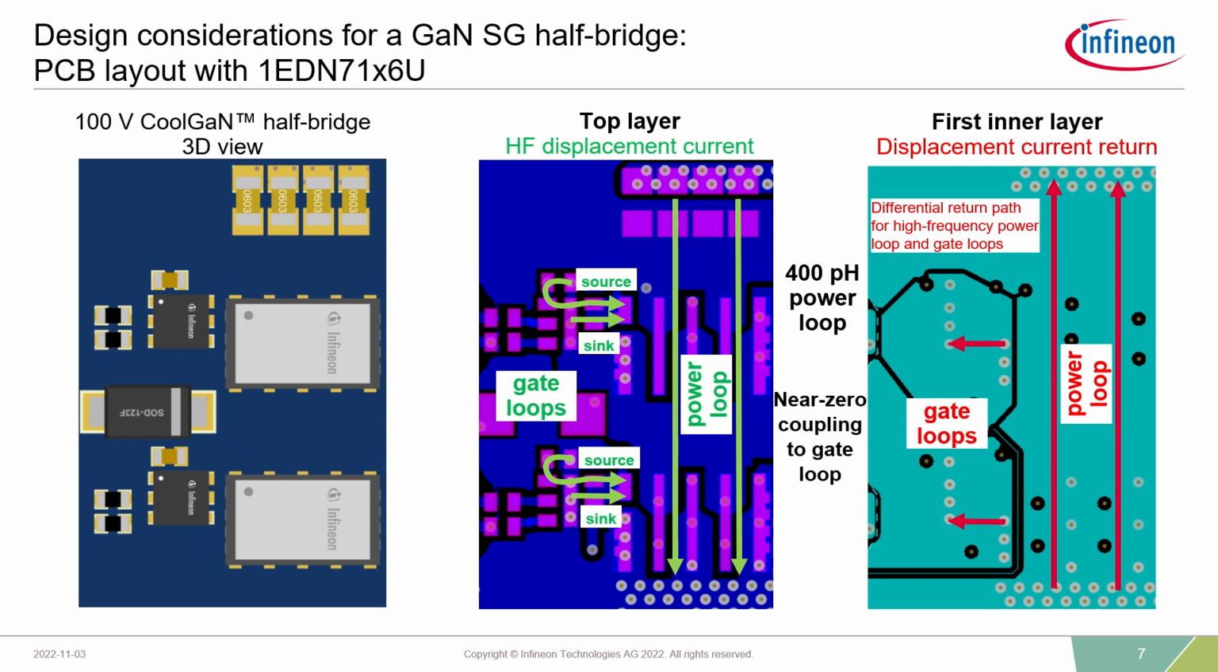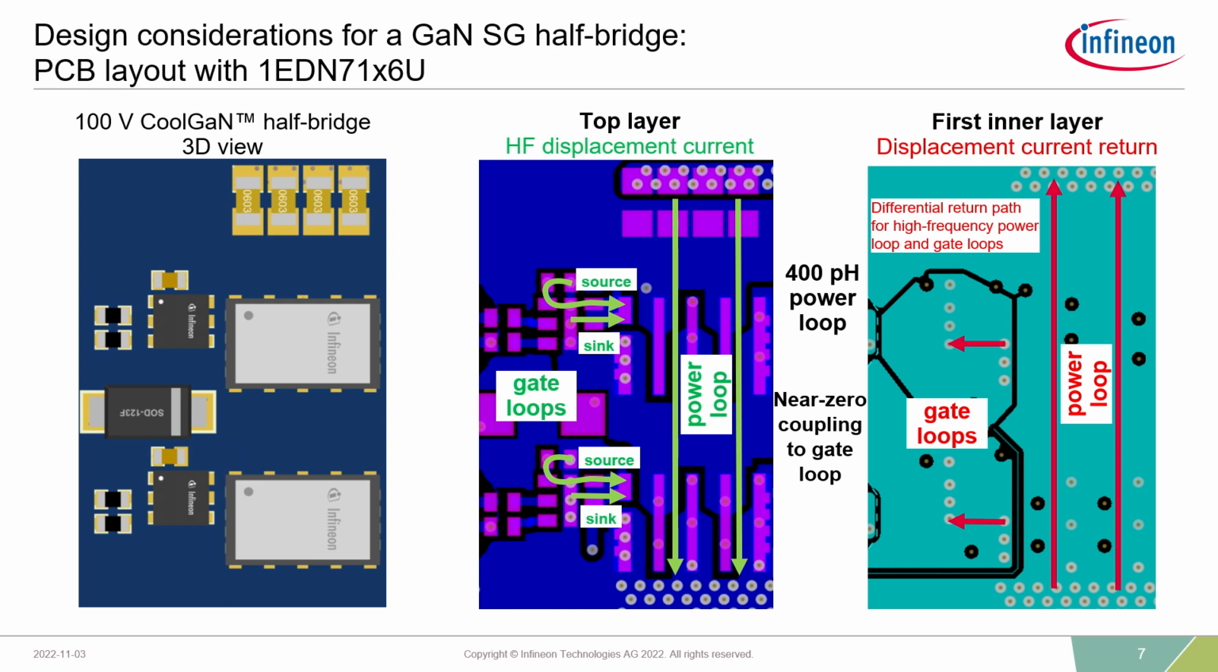Now, completely perpendicular to that, you see the two gate loops. This includes 4 loops total. You have the high side source and sink gate driving loop to turn the high side gate on and off, and the low side source and sink. It's important that these are orthogonal. It's important that they have dedicated return paths on the first inner layer, and this also achieves a very low inductance in the range of hundreds of picohenries.